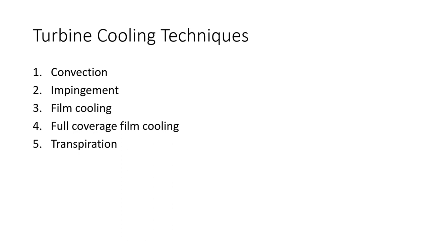One is convection, impingement, film cooling, full cover film cooling and transpiration. I think all of these are just an advancement of convection. There is not much difference. Everything actually looks somewhat similar. All of the techniques use convection, importantly. It's just that you advance it a little bit further in each case. Okay, so what is convection?